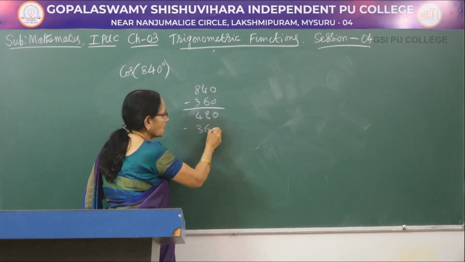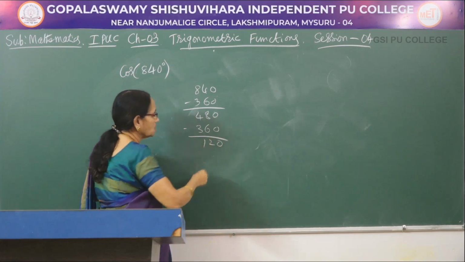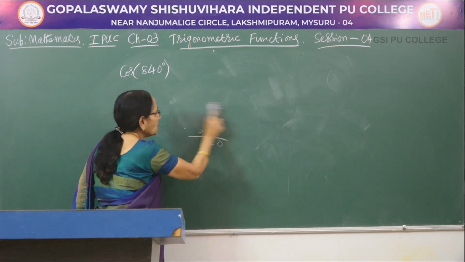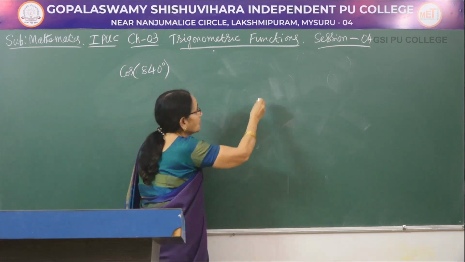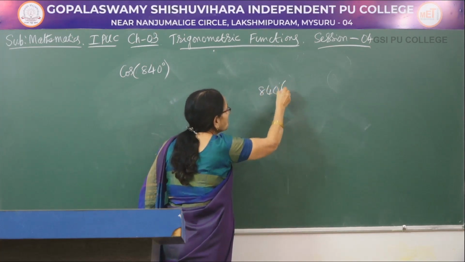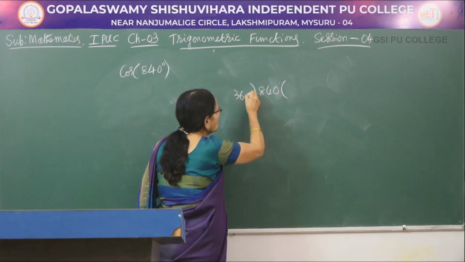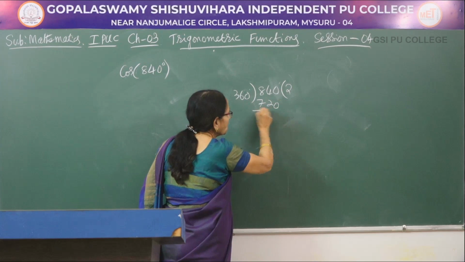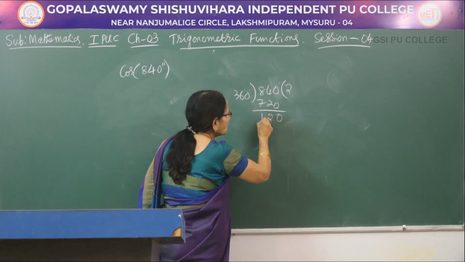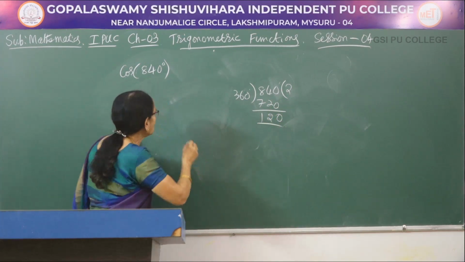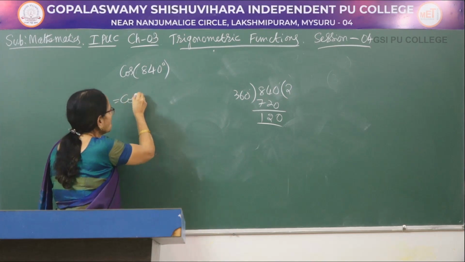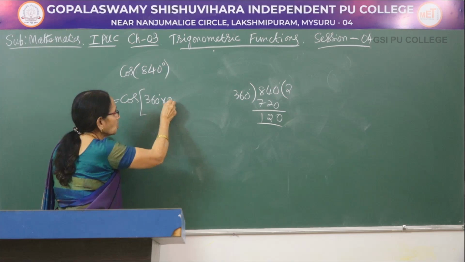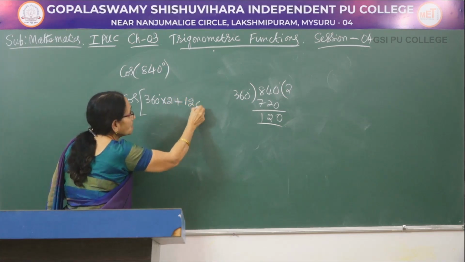So subtract another number, it is 2 like this. So many times subtracting and subtracting, instead of that, you can divide the number by 360. So how many times here? 2 times means 720. What is remaining? It is 120. So let me write this as cos of 360 into 2 plus the remainder.